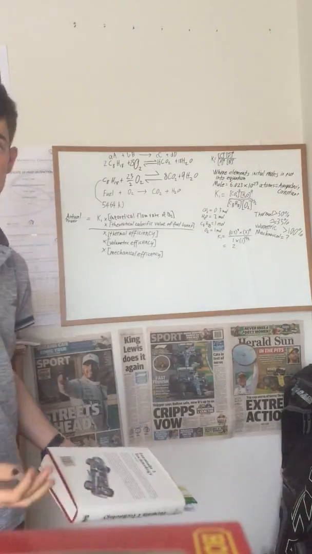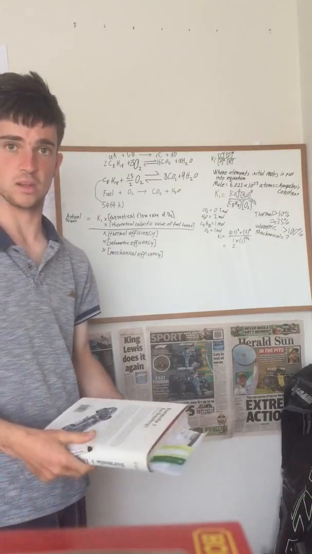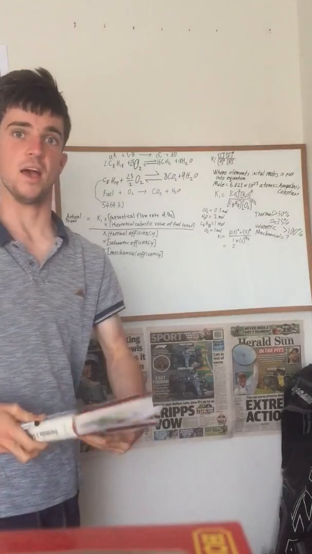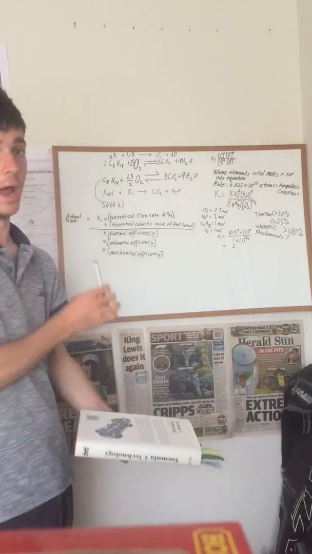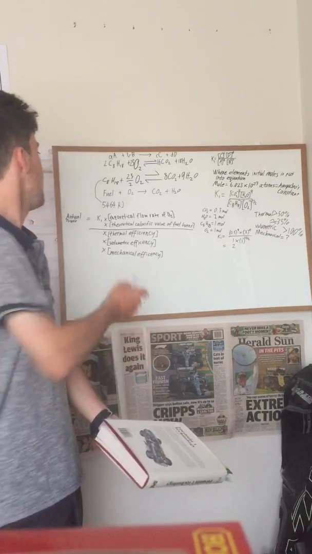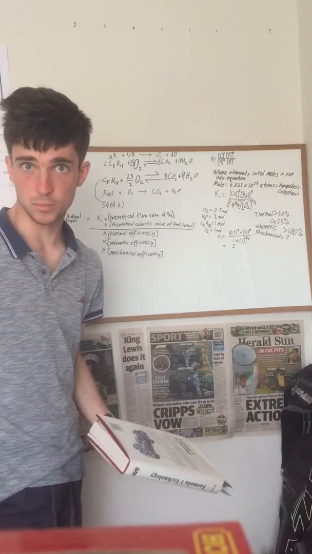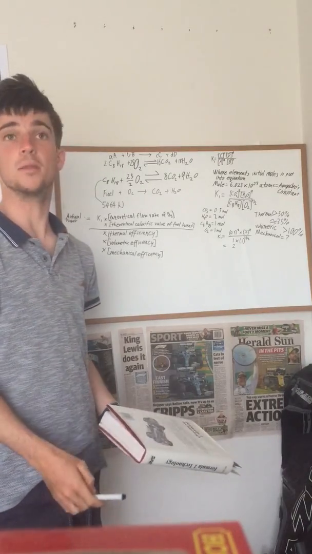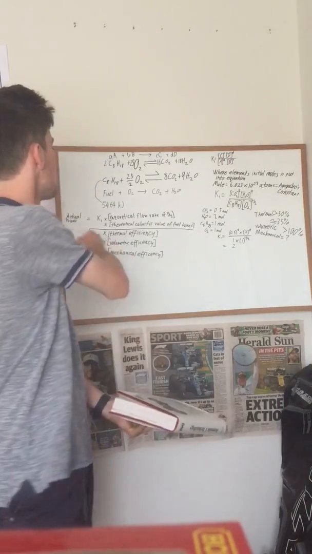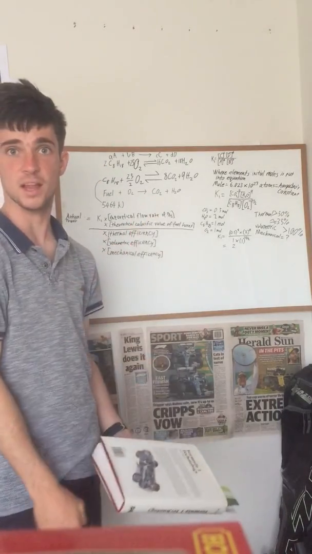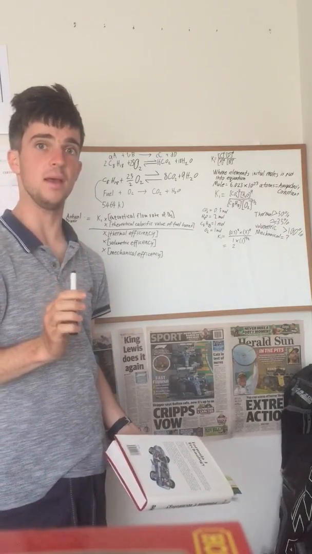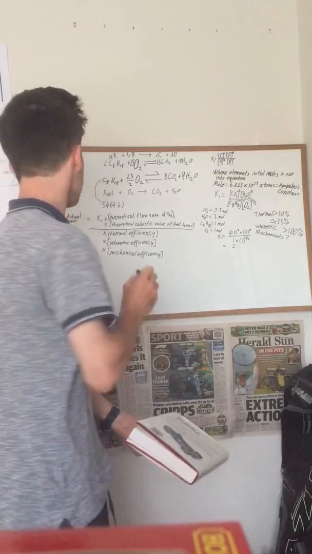Right, so in a previous video, I was talking about a concept from Formula One technology by Peter Wright, a concept of theoretical power. So theoretical power basically is K1, which is the equilibrium constant, multiplied by the theoretical flow rate of O2, multiplied by the theoretical calorific value of fuel burnt. But the actual power is something quite different.